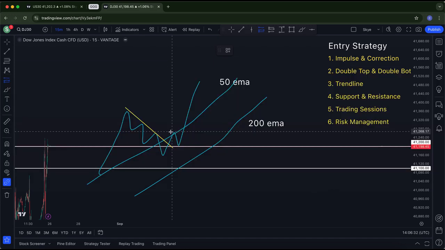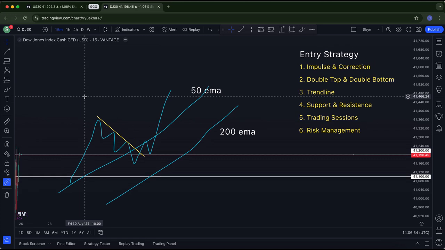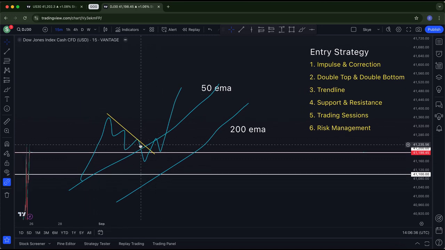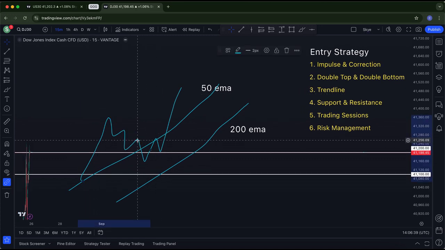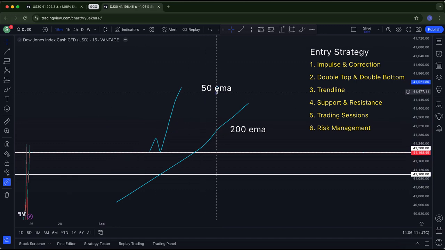So what next? I've explained that. I think I'm done with that. So let's now go to a proper live market to give you an example.